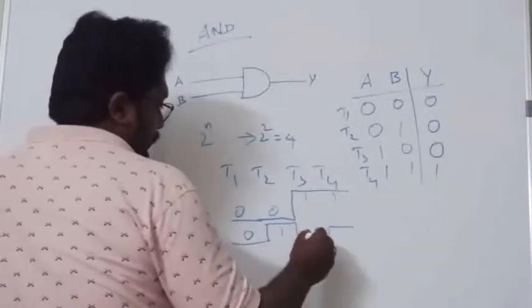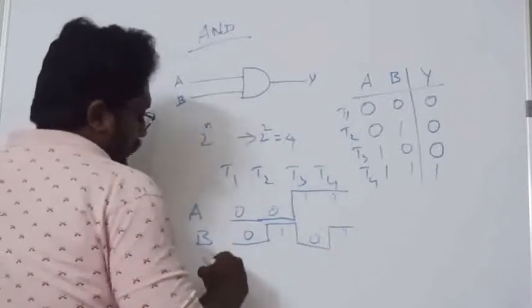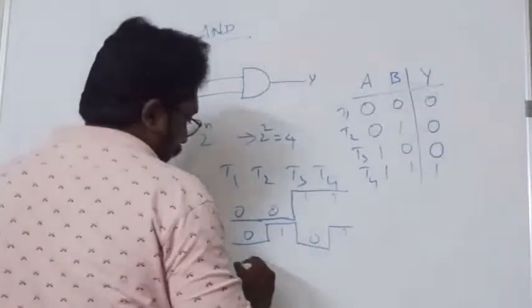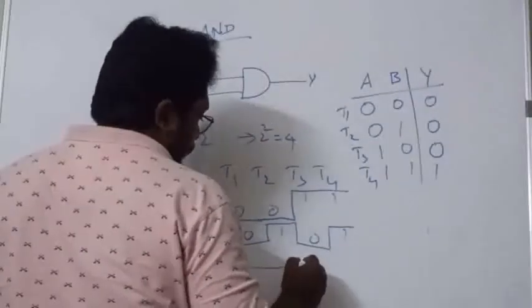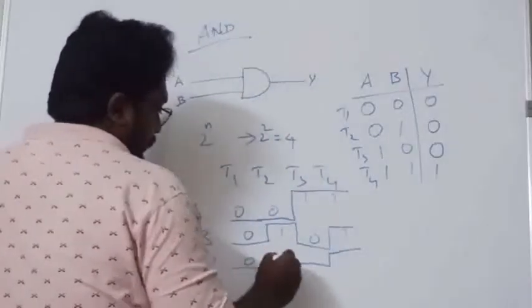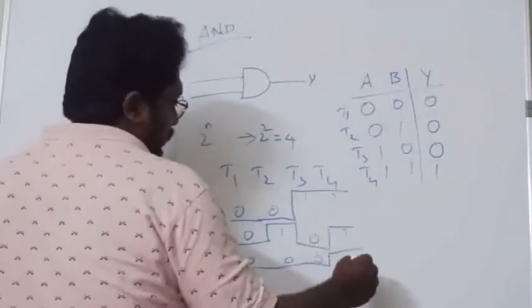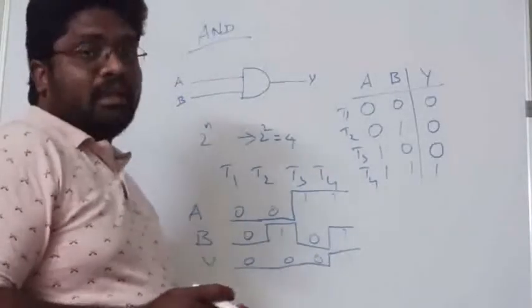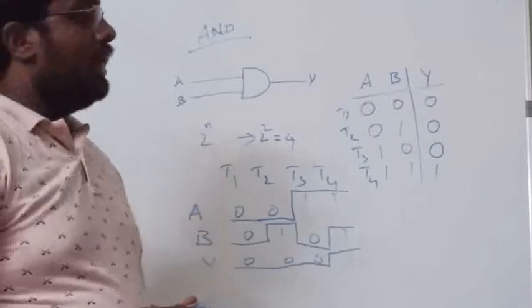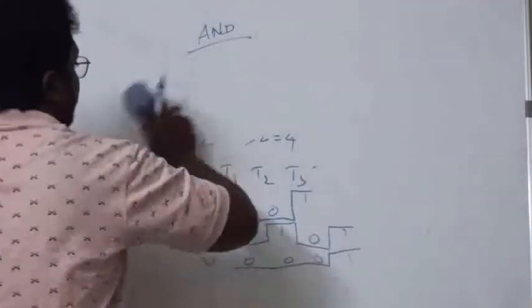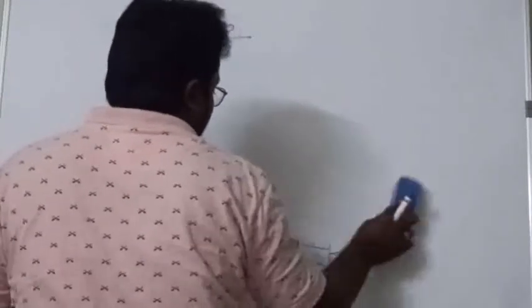0 1 0 1. So the output Y becomes 0 0 0 1. T1 is 0, T2 is 0, T3 is 0, and T4 is 1. 0 0 0 1. This is how you will be representing the AND gate. So coming to the circuit diagram of this AND gate. The circuit diagram for the AND gate will be like this.